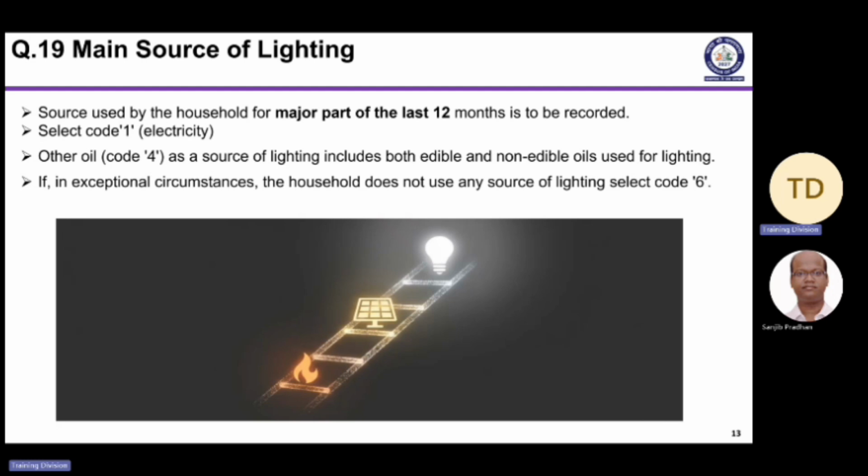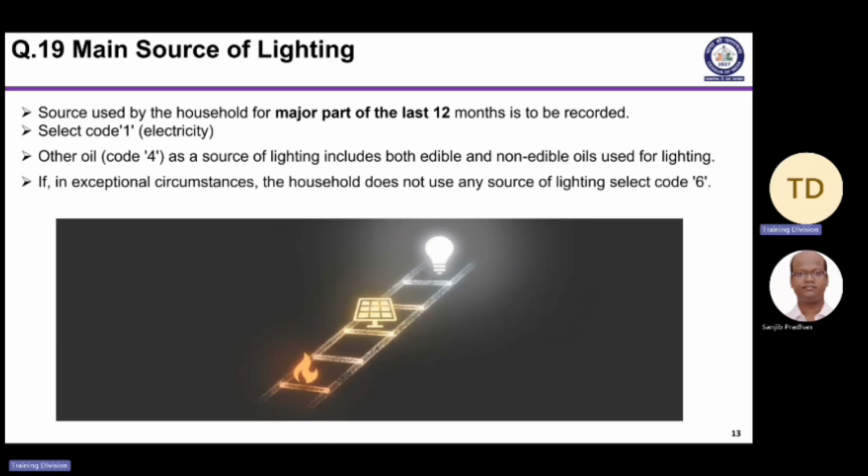Okay. So main source of lighting. In the last 12 months, which was the main source of lighting? Here, of course, the majority will be electricity. The government is telling us that almost all villages are electrified. But still, if one village is electrified, will the enumerator put code 1 for the entire village, or will we ask? We have to ask. Because the census is about the ground reality, asking each and every eligible person the questions. In the first phase, eligible means the household. In the second phase, it means each person.